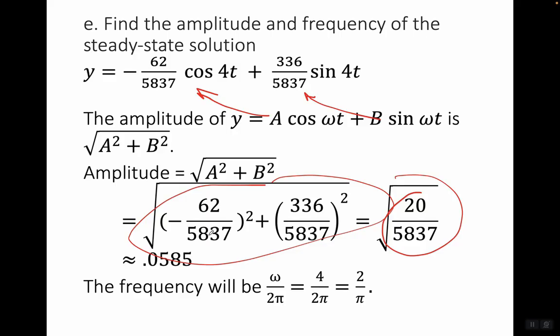The frequency is going to be omega over 2 pi. What's omega? Again, a cosine omega t plus b sine omega t. You can see that omega in this problem is going to be 4. So omega over 2 pi is 4 over 2 pi, which is 2 over pi.